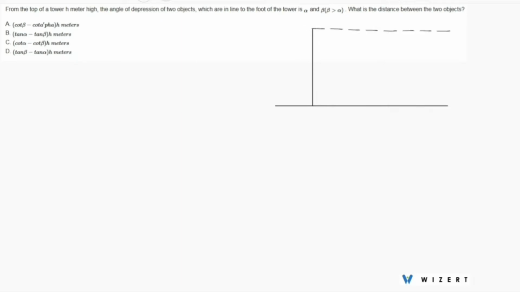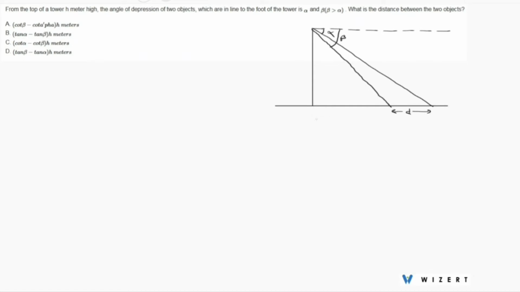So the angle of depression is, for alpha we can say something like this. This is alpha. Also, the other object is at angle of depression of beta. So let's see, this is beta. From here to here is beta. And the required distance is this.